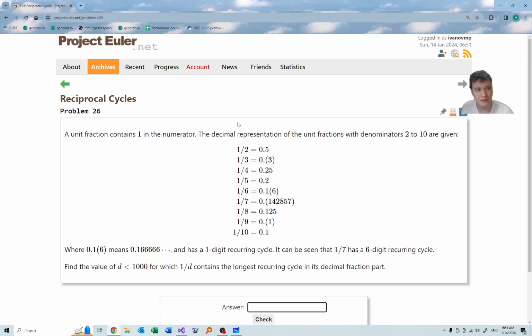Let's go on to 6. A unit fraction contains 1 in the numerator. The decimal representation of the unit fractions with denominators 2 to 10 are given. While 1/6 has a 1-digit recurrence cycle, it can be seen that 1/7 has a 6-digit recurrence cycle. Find the value of d less than 1000 for which 1/d contains the longest recurrence cycle in its decimal fraction part.